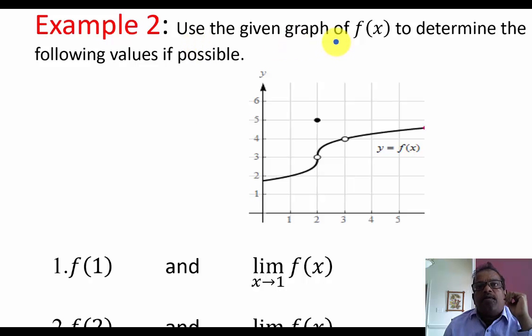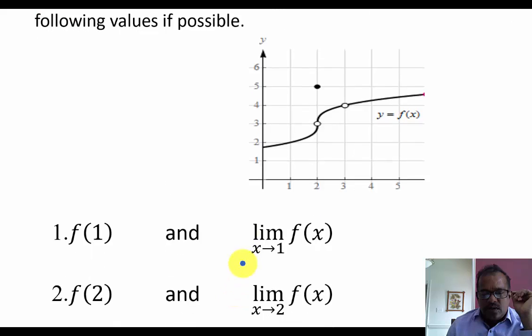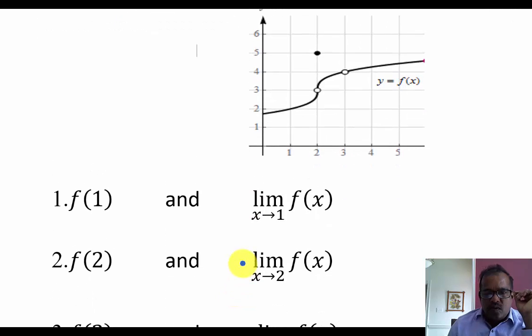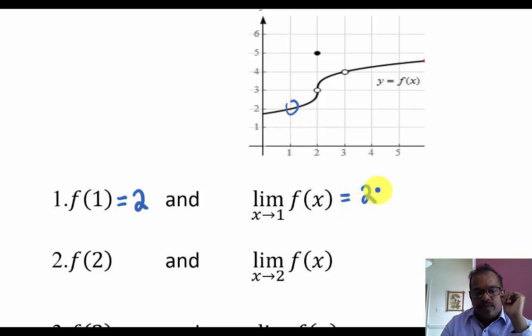Example 2. Use the given graph of f(x) to determine the following values if possible. So we are going to use this graph to answer these questions. The first one, f of 1. The value of the function when x equals 1 is right here, which is equal to 2. Limit as x goes to 1 of f(x). As x approaches 1, you can see the graph is approaching this point. Clearly, it is also equal to 2.